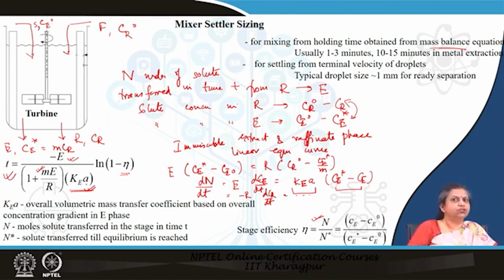The scaling up is usually done based on geometrical similarity. So, this is one thing that you need to remember whenever we are discussing any sort of extractor. It is very important that we discuss the scale up relationships as well. Anyhow, this is the way we find out the holding time. It is important to remember that generally a holding time of 1 to 3 minutes is sufficient. Only when we go for metal extraction, for which mixer settlers are quite often used, due to the extractive reaction, the holding time can be much larger, about 10 to 15 minutes.